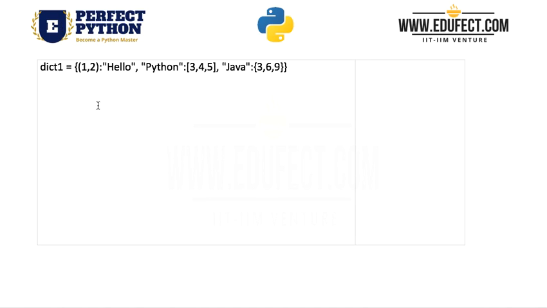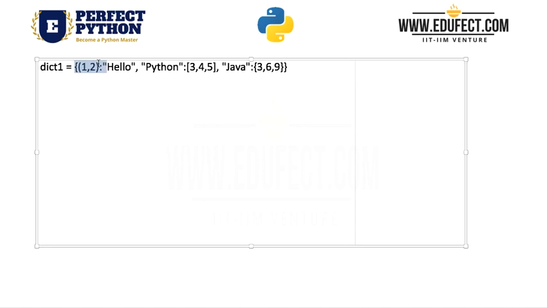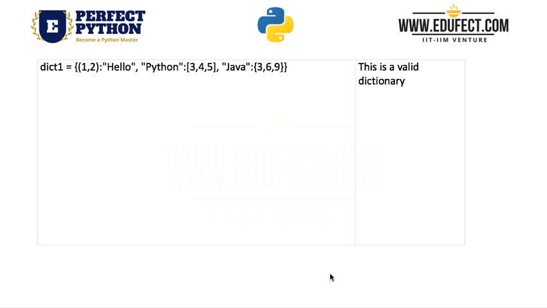Now here we have another dictionary. Let us look at the keys. We have a tuple which is a key and a string which is a value. We have a string which is a key and a list which is a value. And we have a string which is a key and a set which is a value. So the keys are a tuple and two strings, and they are all immutable. So this is a valid dictionary, and we do not have a problem in this case.